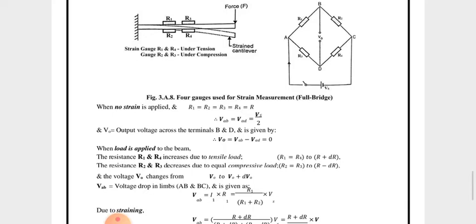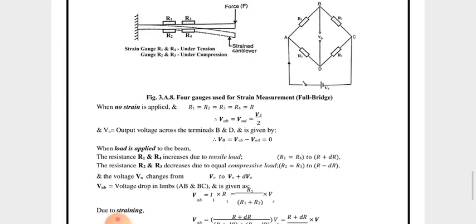When load is applied to the beam, the resistances R1 and R4 increase due to the tensile load, so R1 equals R4 equals R plus dr. The resistances R2 and R3 decrease due to the compressive load, so R2 equals R3 equals R minus dr. So the voltage VO will change from VO to VO plus dVO.